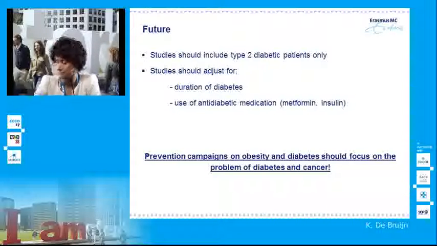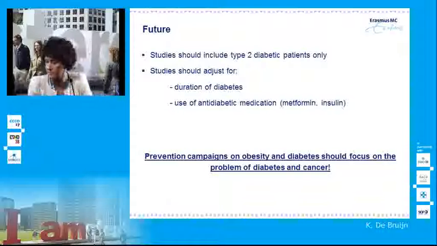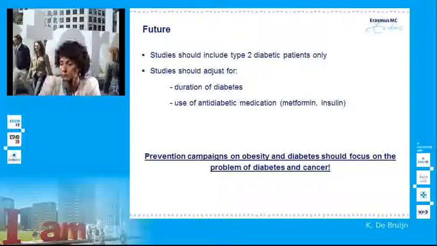Great, thank you very much, Dr. De Bruijn. And finally, we have Professor Philippe Autier, who's going to present his findings.